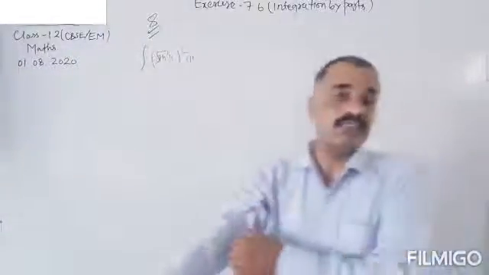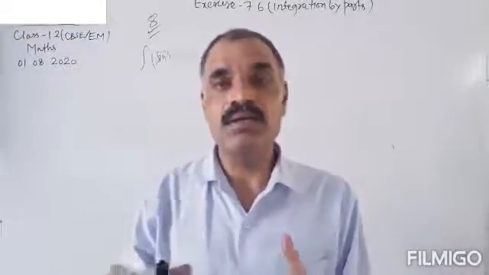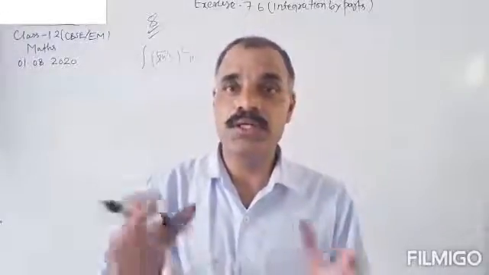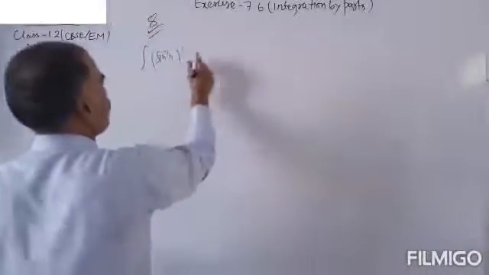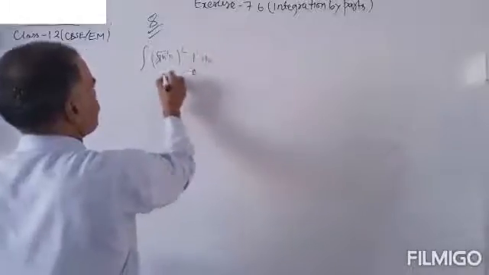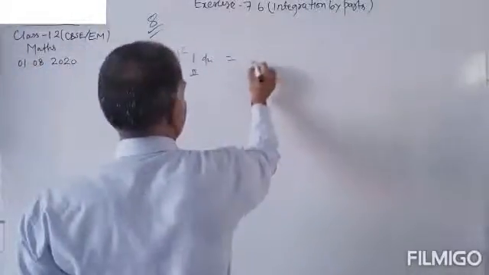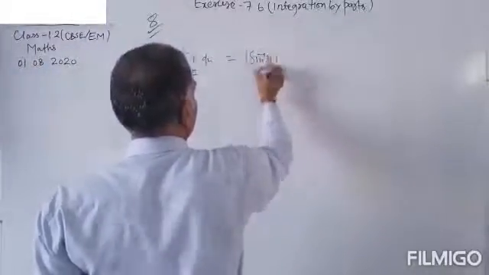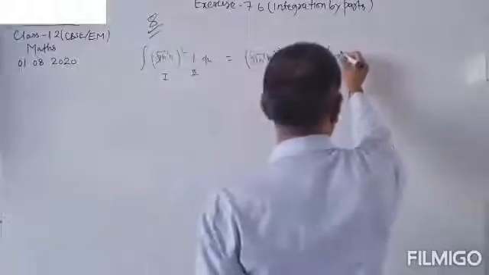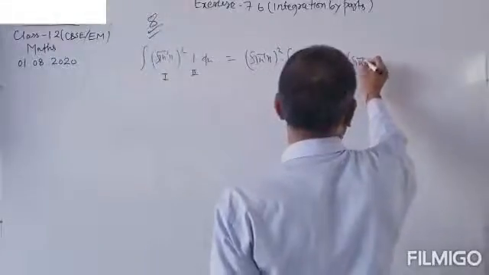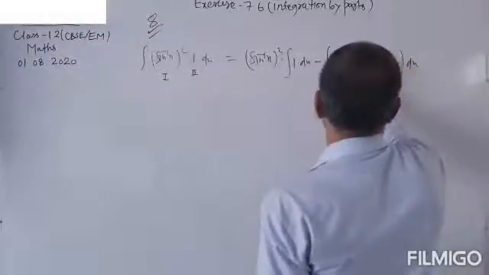Here only one function is given, that is sin inverse x. And I have told you when only one function is given, then we have to take unity as the second function. So take 1 dx as second function, this is first function. So integration is equal to first function, that is (sin inverse x) square, times integration of second function, that is 1 dx, minus integration of the product of the differentiation of the first function, that is (sin inverse x) square, and integration of the second function, that is 1 dx, and integration.